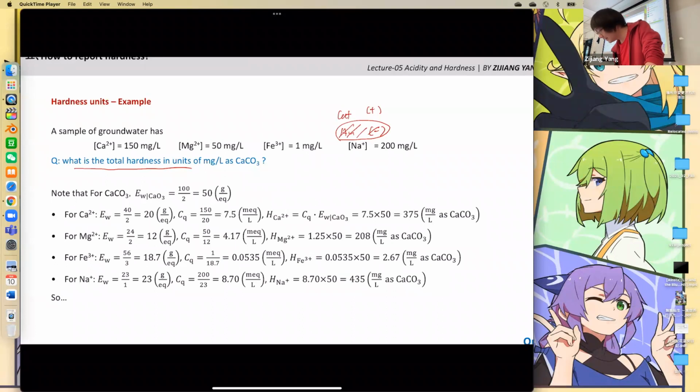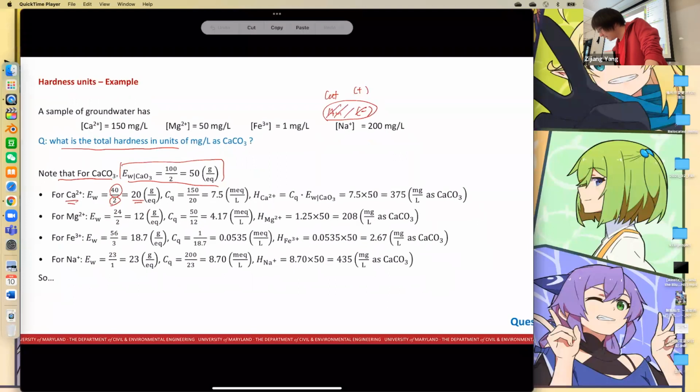So in this case, first we know that the equivalent weight of calcium carbonate, we can remember it, is 50. So we can have this first. And then we just need to calculate each species one by one. So for calcium itself, the molecular weight of calcium is 40. Because it has 2 charges, the equivalent weight is 20 because N equals 2.